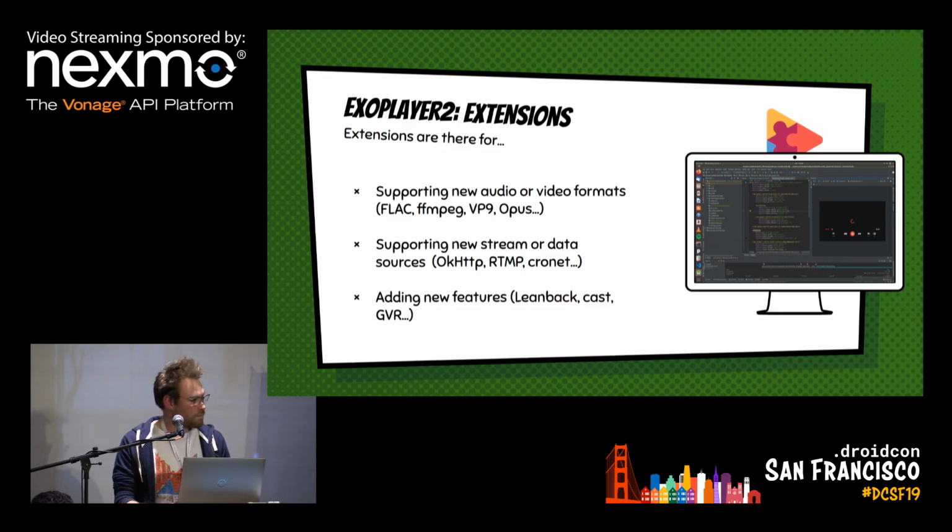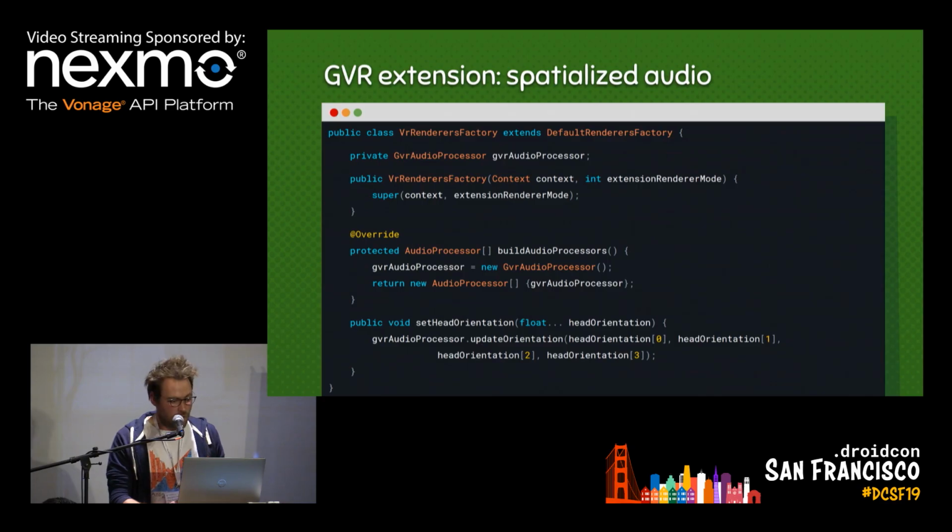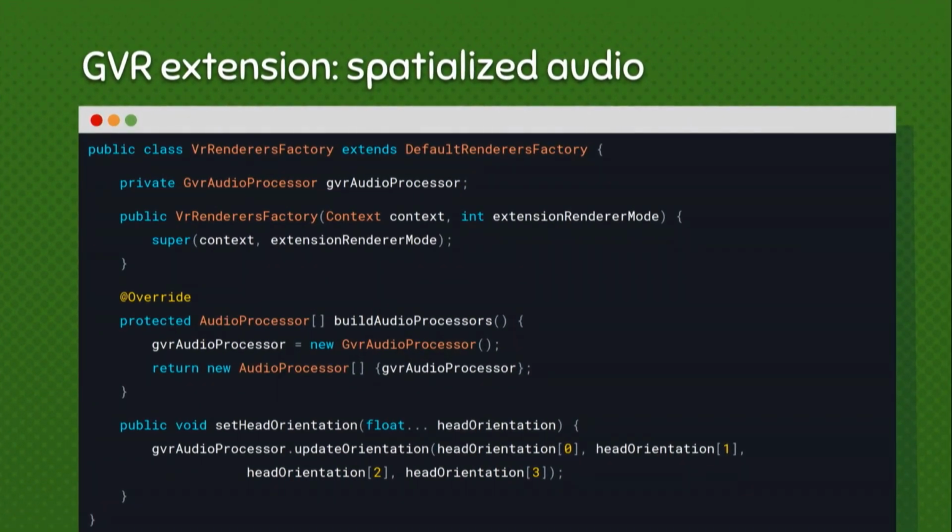And then there are some classic extensions which are used for leanback, cast, or the Google VR library. Most of the extensions, you can add through the Gradle dependencies, but some of them, such as FFmpeg, Opus, or VP9, you have to build separately. So with the NDK, you build them to be added to your project. They're native libraries. And of course, if you want to use these libraries when you initialize the player, you have to use the extension mode when setting it up.